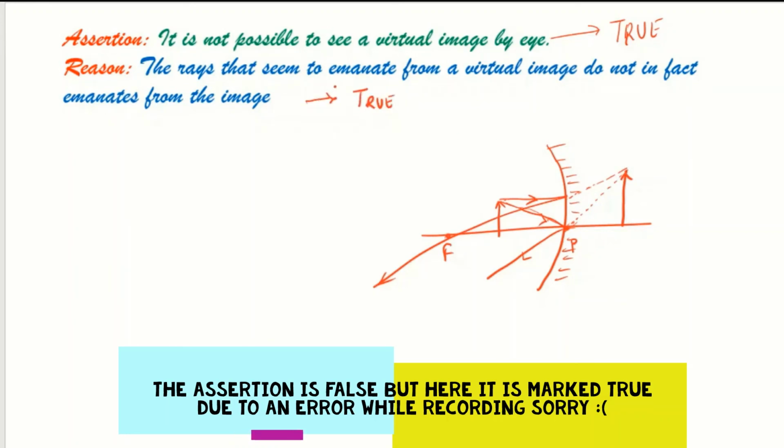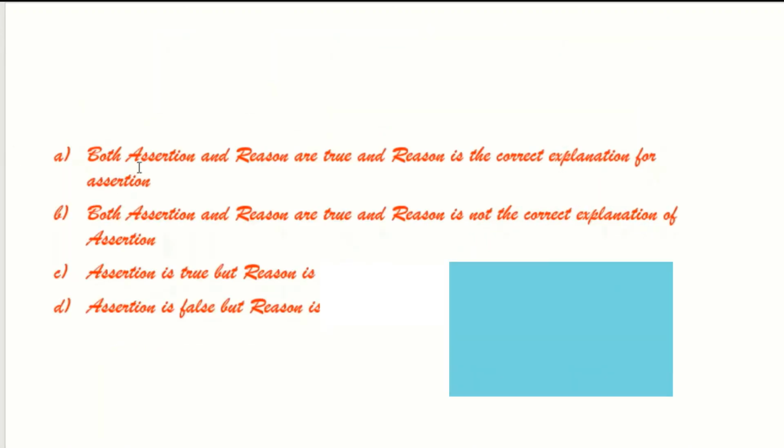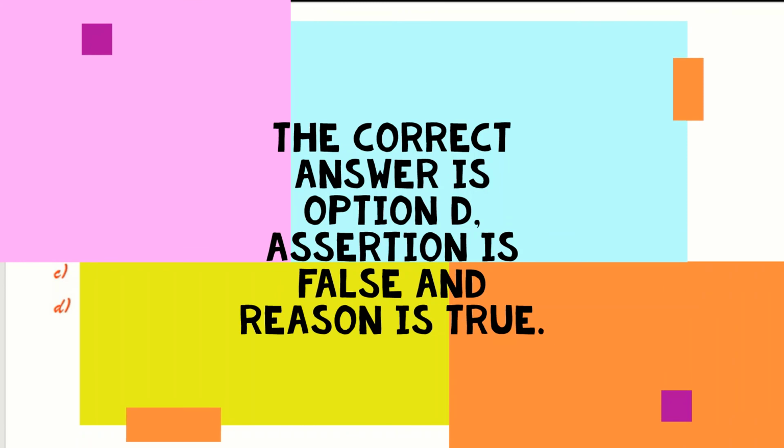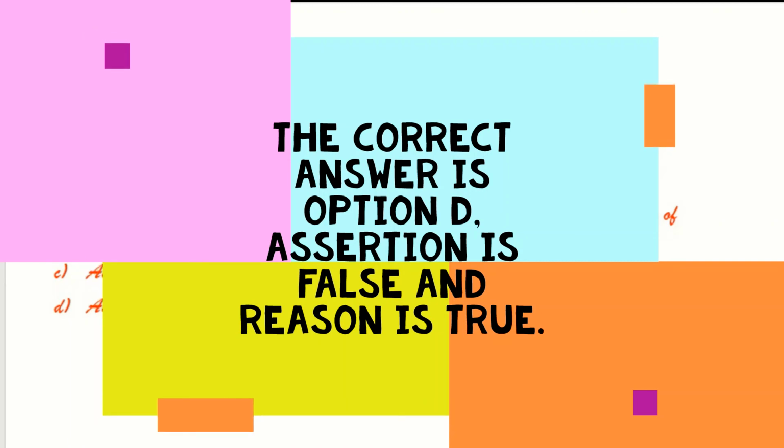But the reason is not explaining the assertion. So if we see our options, both the reason and the assertion are true, but the reason is not the correct explanation for assertion. So the answer would be option B.